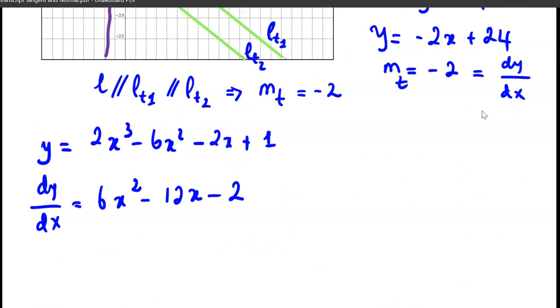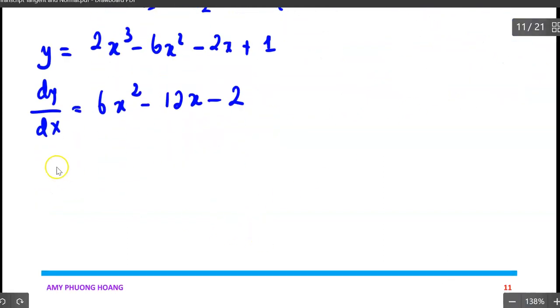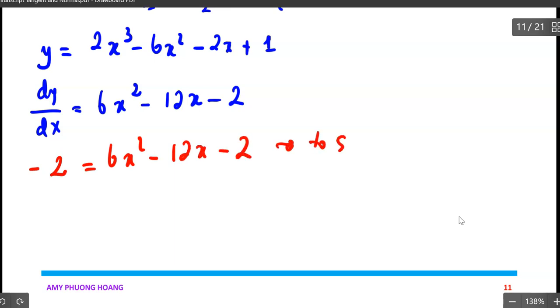Then I have the value for the derivative, which is -2. So I will immediately substitute this in here. I will write this as -2 = 6x^2 - 12x - 2. This one is to solve for x.